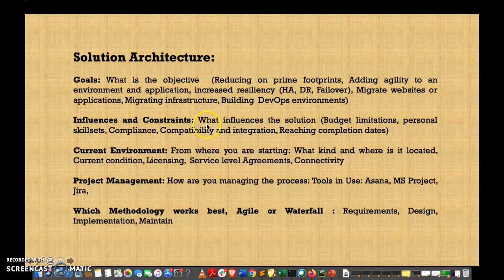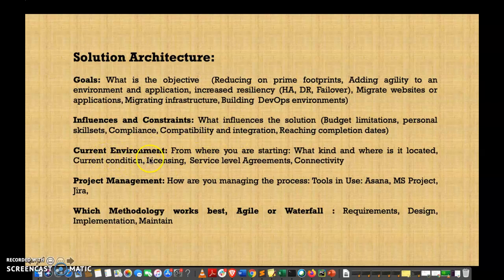Influences and constraints. What influences the solution? So there can be budget limitations, personal skill sets, you can have some compliance requirements, compatibility, integration, reaching completion dates, current environments.